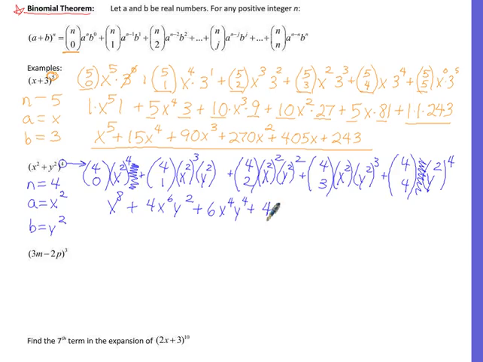And 4 choose 3. Again, the pattern from before. 4 x squared, now y to the 6th. And 4 choose 4 is 1. x squared to the 0 power is 1. So all those things multiplied to y to the 8th. And we're finished with that one. x to the 8th, plus 4x to the 6th y squared, plus 6x to the 4th y to the 4th, plus 4x squared y to the 6th, plus y to the 8th.